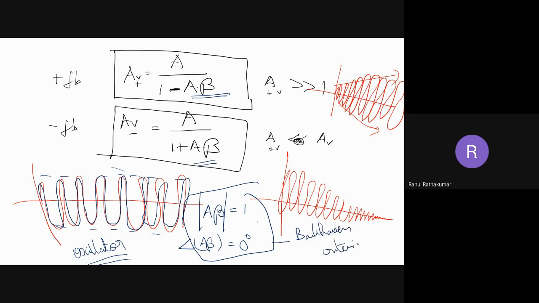So what are these things? The magnitude of AB should be equal to 1 and the angle of AB should be equal to 0. Okay, so that is about the basics of an oscillator. What are the different types of oscillator? Sine wave oscillator, square wave oscillator. A sine wave oscillator can be designed using an RC oscillator, LC, and crystal oscillator.